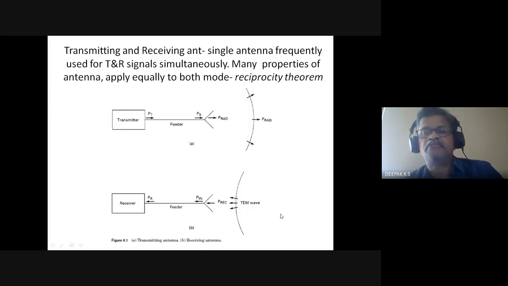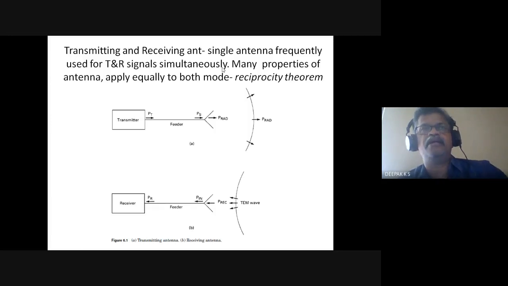Conversely, some signal is intercepted and that is received. There is an input here, and then after this feeder, with some losses, PR is there. So this PR is less than this, and this is less than this. So this is the received power. So, transmit and receive antenna. Normally a single antenna can be used to transmit and receive signals simultaneously.